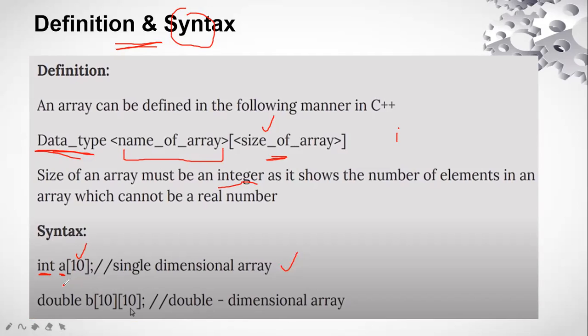When we define a multi-dimensional or double dimensional array, how do we define it? Let's say the data type is double. This is the name of the array, B, and this gives the row and the column: the size of the row is 10, and the size of the column is 10. In the earlier example, in this bracket I define 2, and in this bracket I define 3. So that will be the multidimensional array.